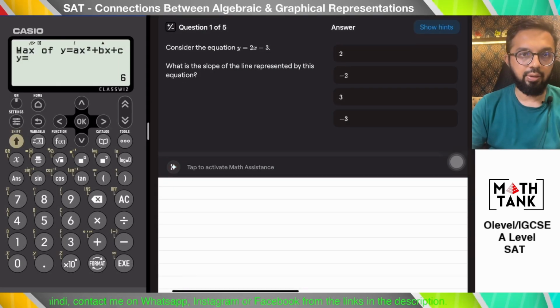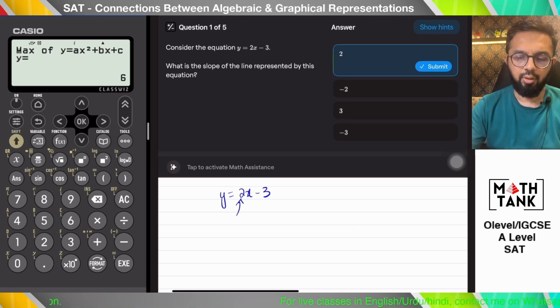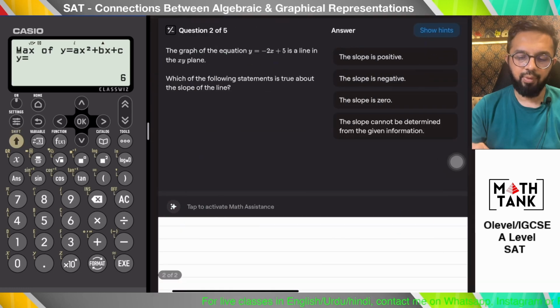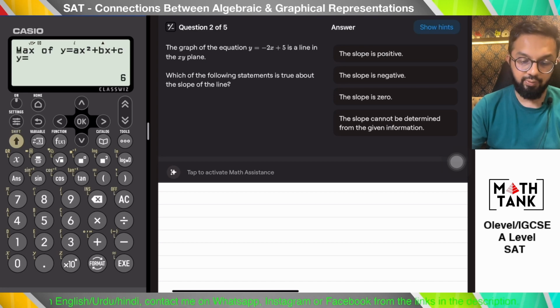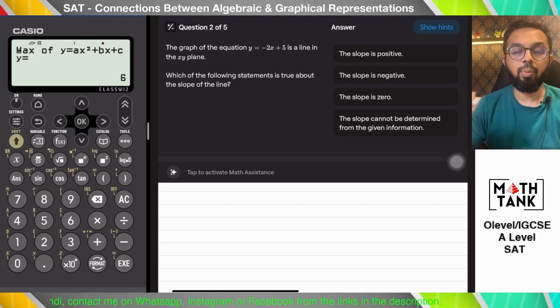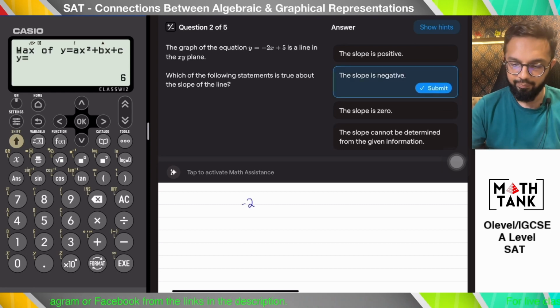This again is connections between algebraic and graphical representations of functions, and I have medium level questions in front of me. The first thing that this is asking is for the slope. So this is the slope, y equals mx plus c. Then it says the graph of the function y equals minus 2x plus 5 is a straight line in the xy plane. Which of the following is true about the slope of the line? The slope is minus 2, so the slope is negative.